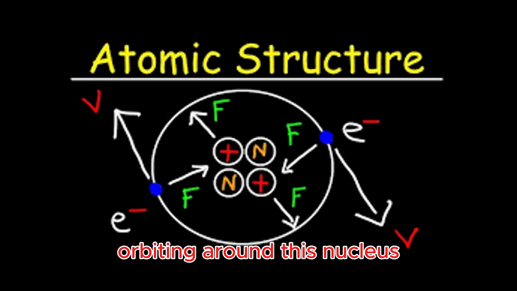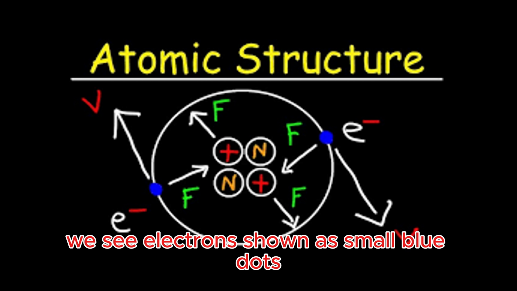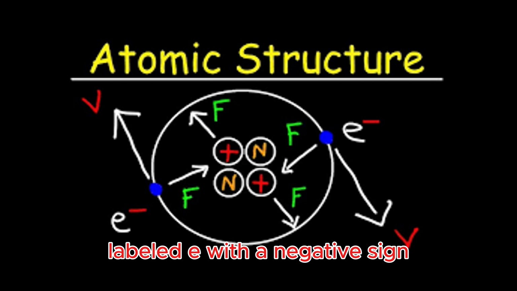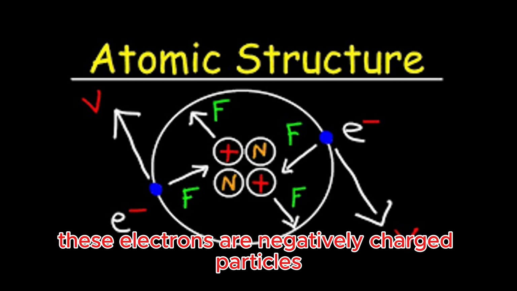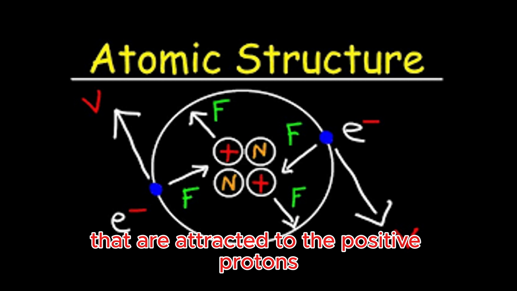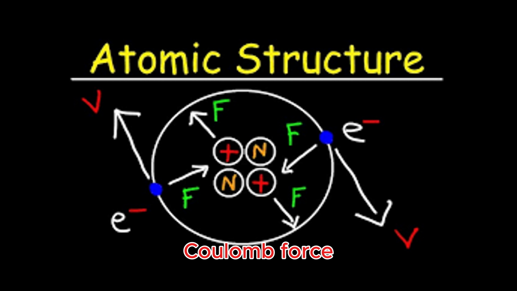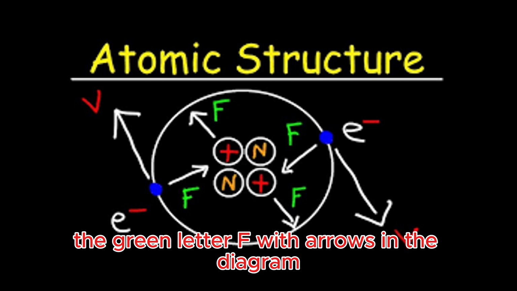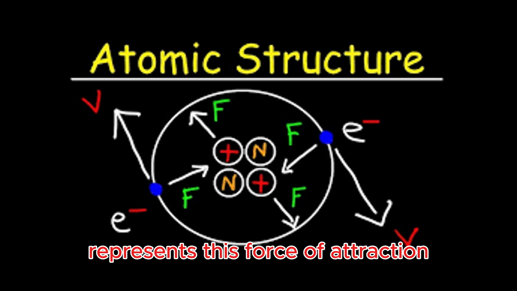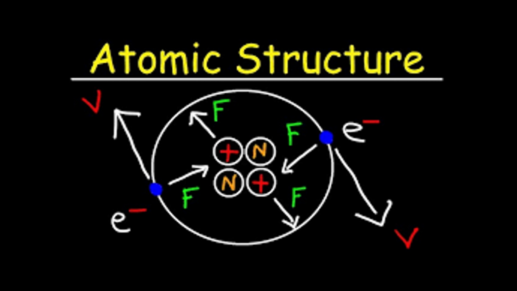Orbiting around this nucleus, we see electrons, shown as small blue dots labeled E with a negative sign. These electrons are negatively charged particles that are attracted to the positive protons in the nucleus by the electrostatic Coulomb force. The green letter F with arrows in the diagram represents this force of attraction.